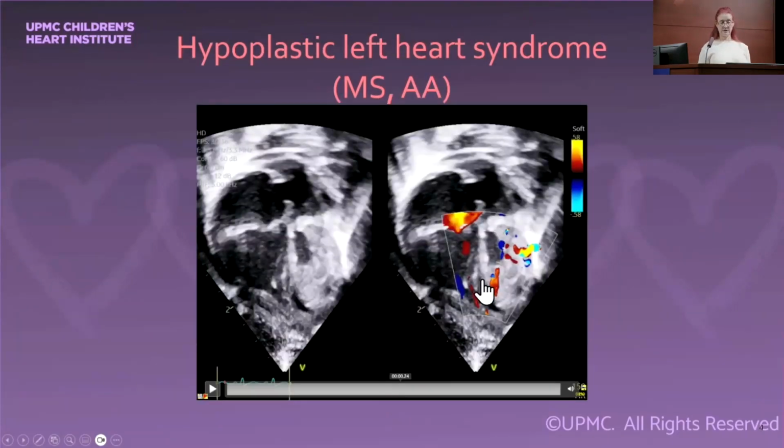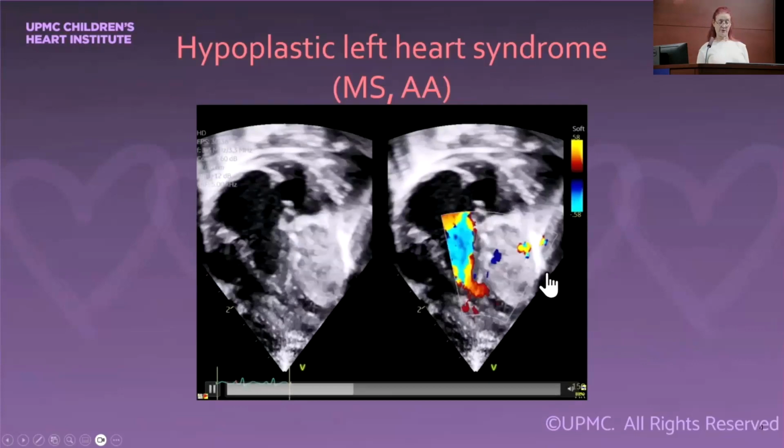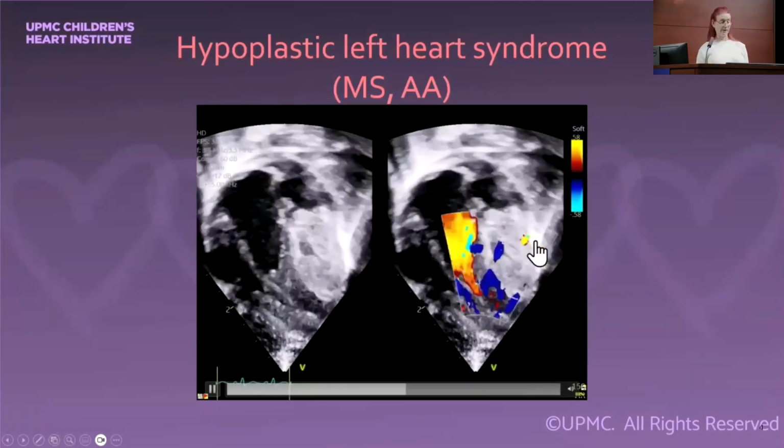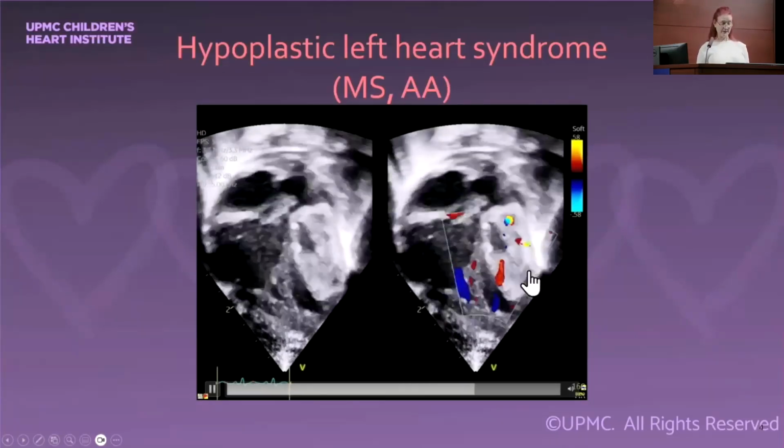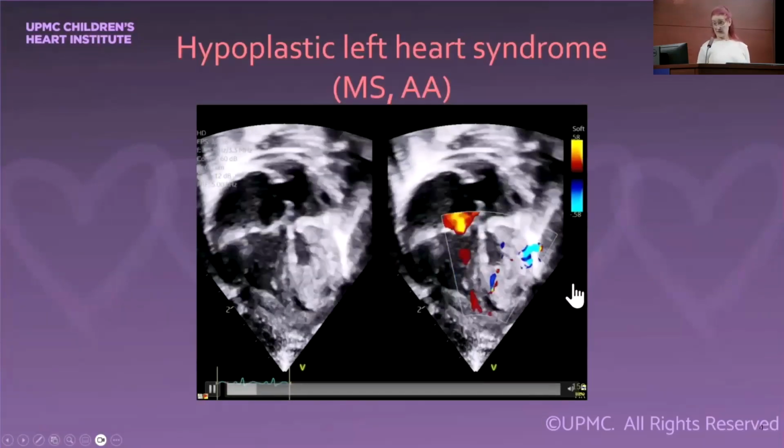As has been mentioned, this is the lesion where we worry about coronary artery fistulas. And so here, going back to that initial apical four-chamber view with color flow on the myocardium, you can see multiple color jets consistent with coronary artery fistulas. This child actually went on to have a Norwood and had really no ischemic complications.